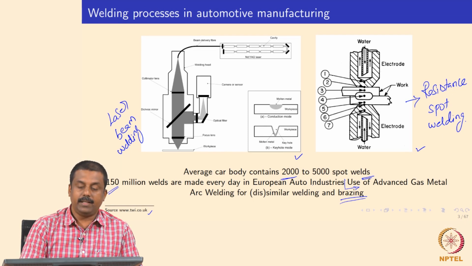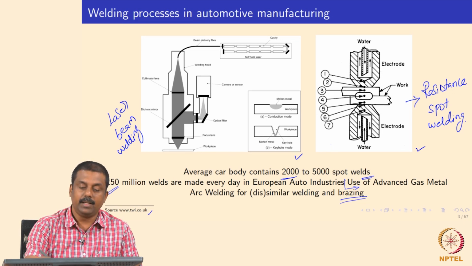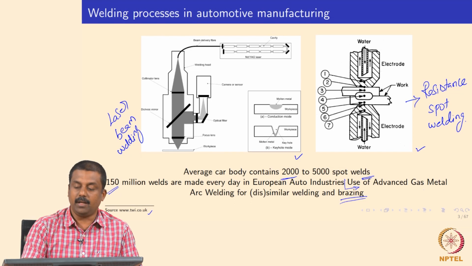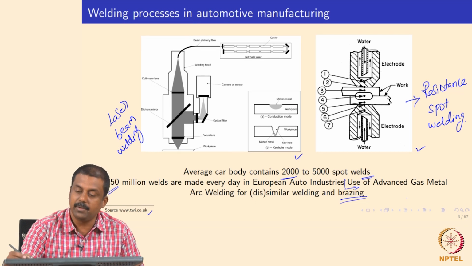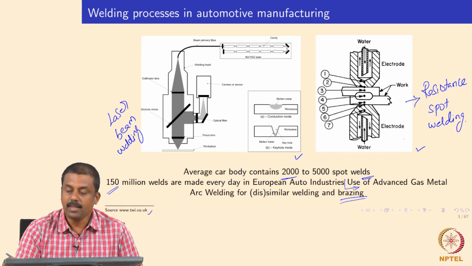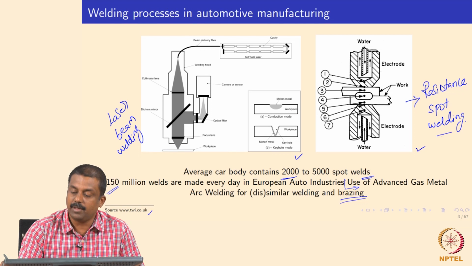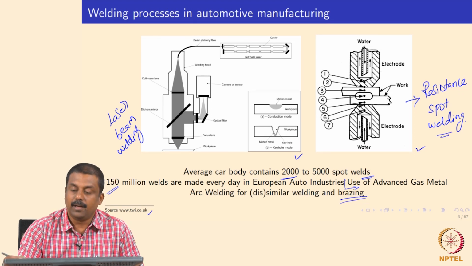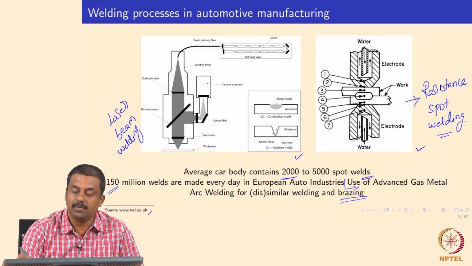So we will look in detail at these welding processes, all three: resistance spot welding, laser beam welding, and some of the advanced gas metal arc welding processes that are getting explored to weld dissimilar advanced high strength steels. First we will move on to resistance spot welding. I have shown you the schematic here. The actual welding process is very simple. What we have is two electrodes which are generally made of copper.